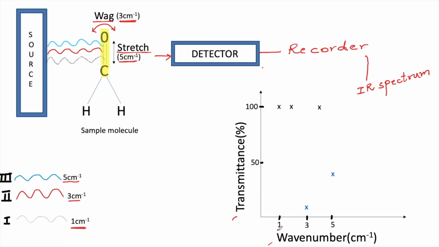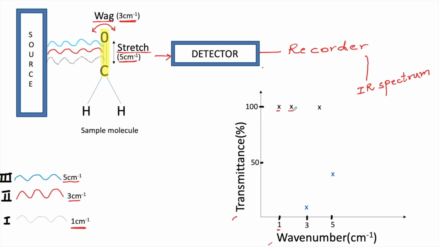So if I talk about case 1, where we have the radiations corresponding to wave number 1 per centimeter, now we know the complete light was passed through the molecule. So here I have shown a mark corresponding to 100% transmittance, meaning nothing was absorbed by the molecule. Similar will be the case corresponding to wave number 2 per centimeter, as it doesn't match with any of the stretching and the wagging vibrations wave number. So there is again 100% transmission, or the light passed completely through the molecule and reaches the detector.